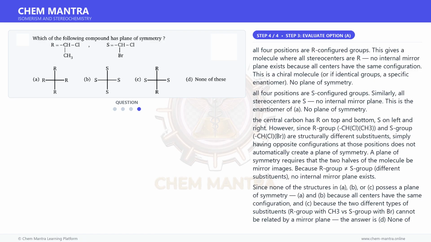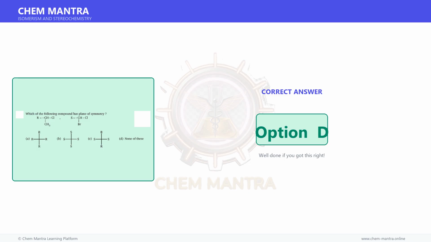Since none of the structures in A, B or C possesses a plane of symmetry, A and B because all centers have the same configuration, and C because the two different types of substituents, R group with CH3 versus S group with Br, cannot be related by a mirror plane, the answer is D, none of these. Therefore, the correct answer is option D.